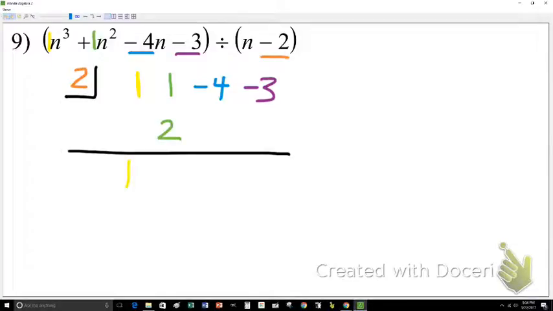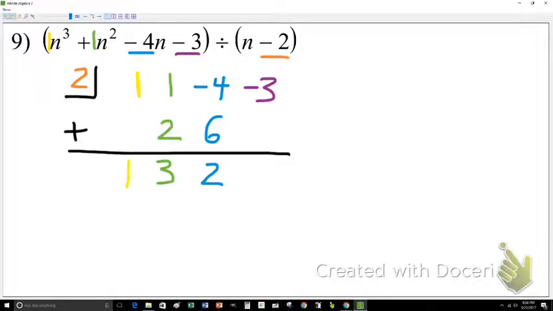And then the operation we're going to do is we're going to add these two together. So we're going to add these things together, okay? So 1 plus 2, of course, is 3. So we place 3 underneath here. All right. And now we repeat what we just did before. We're going to take that 3 that we just got and multiply it by the 2 that's in the box. So 3 times 2 is 6, so we're going to place the 6 underneath the next number. Add the -4 plus 6, that becomes a +2.